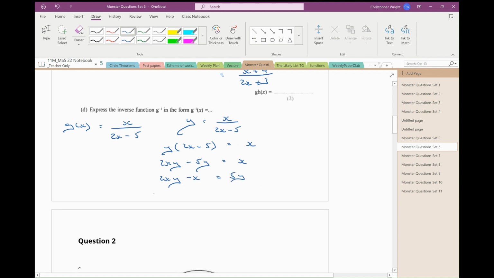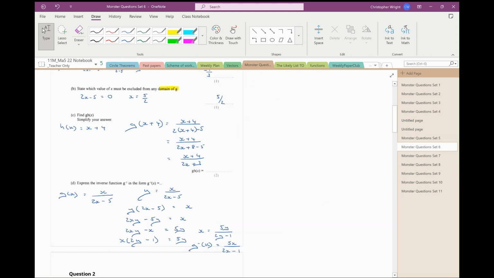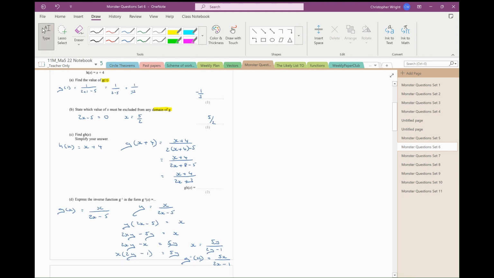Now I'm going to factorize the left-hand side. x times 2y minus 1 equals 5y, and now I'm going to divide. So x will be 5y over 2y minus 1, which means that the inverse function is 5x over 2x minus 1. Okay, there is question 1 sorted.